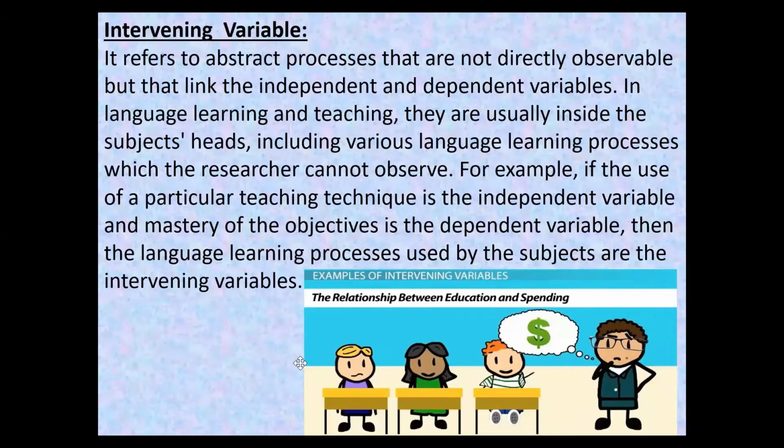And the third type of variables are intervening variables. It refers to abstract processes that are not directly observable, but that link the independent and dependent variables in language learning and teaching. They are usually inside the subject's head, including various language learning processes which the researchers cannot observe. For example, if the use of a particular teaching technique is the independent variable and mastery of the objective is the dependent variable, then the language learning processes used by the subject are the intervening variables. So intervening variables are those variables which exist in the head of the subject and you cannot directly observe them. These intervening variables can also affect the dependent variable.